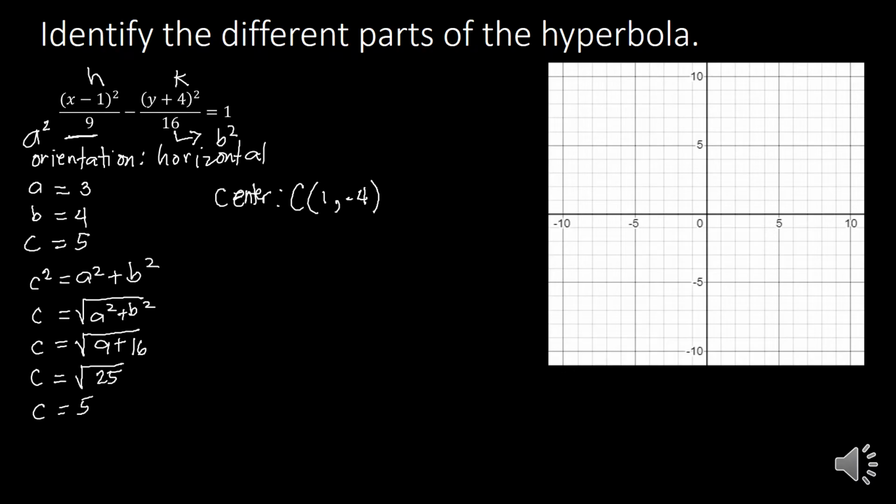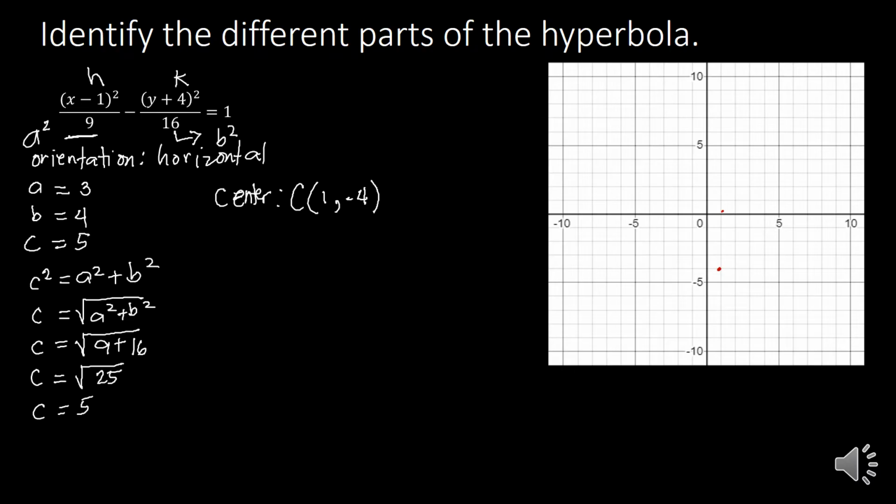Now, since we are using the graphical method in identifying the different parts of the hyperbola, we will plot the center here on our graph. We have (1, -4). So 1 on x is here, which is positive, and negative 4 is here on y. So this will be our center.